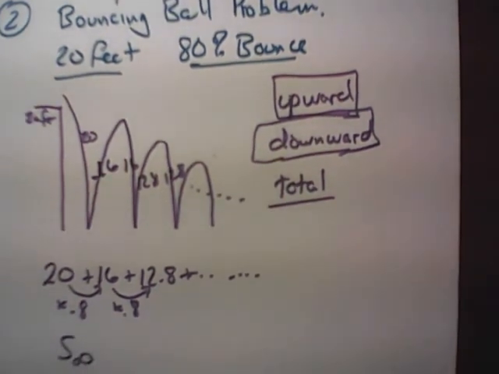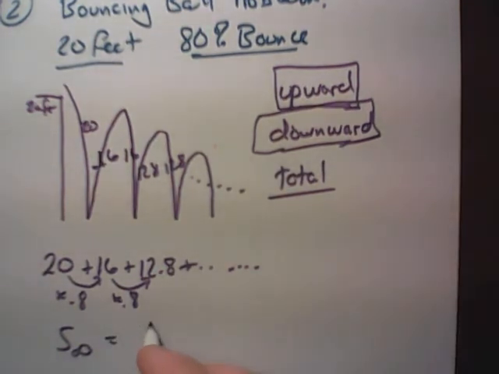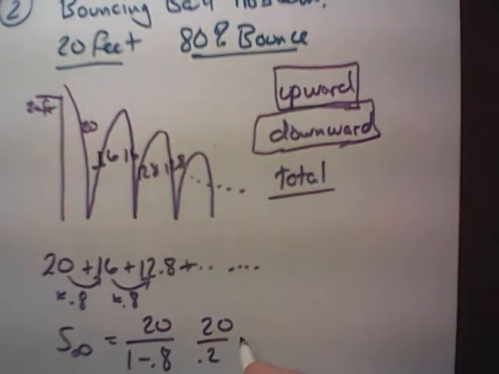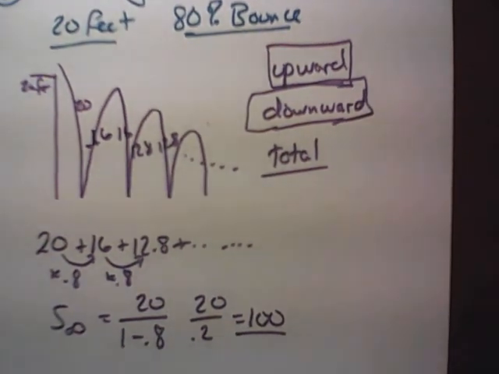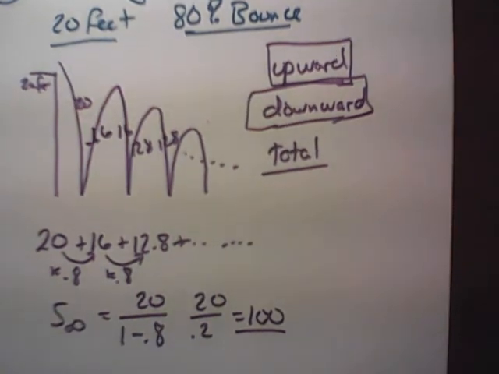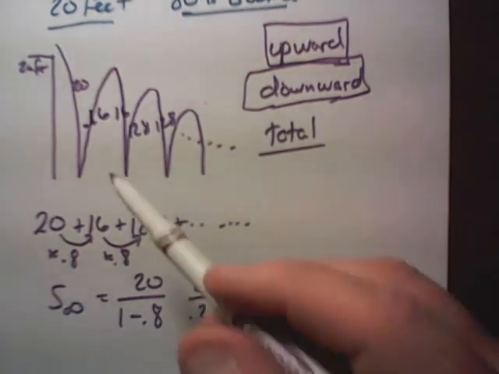The sum of the infinite number of terms is going to be the first term, which is 20, over 1 minus the ratio, which is 0.8. 20 over 1 minus 0.8 is 0.2. 20 divided by 0.2 is 100. That means, all in all, it traveled 100 feet going down. Well, what about going up?